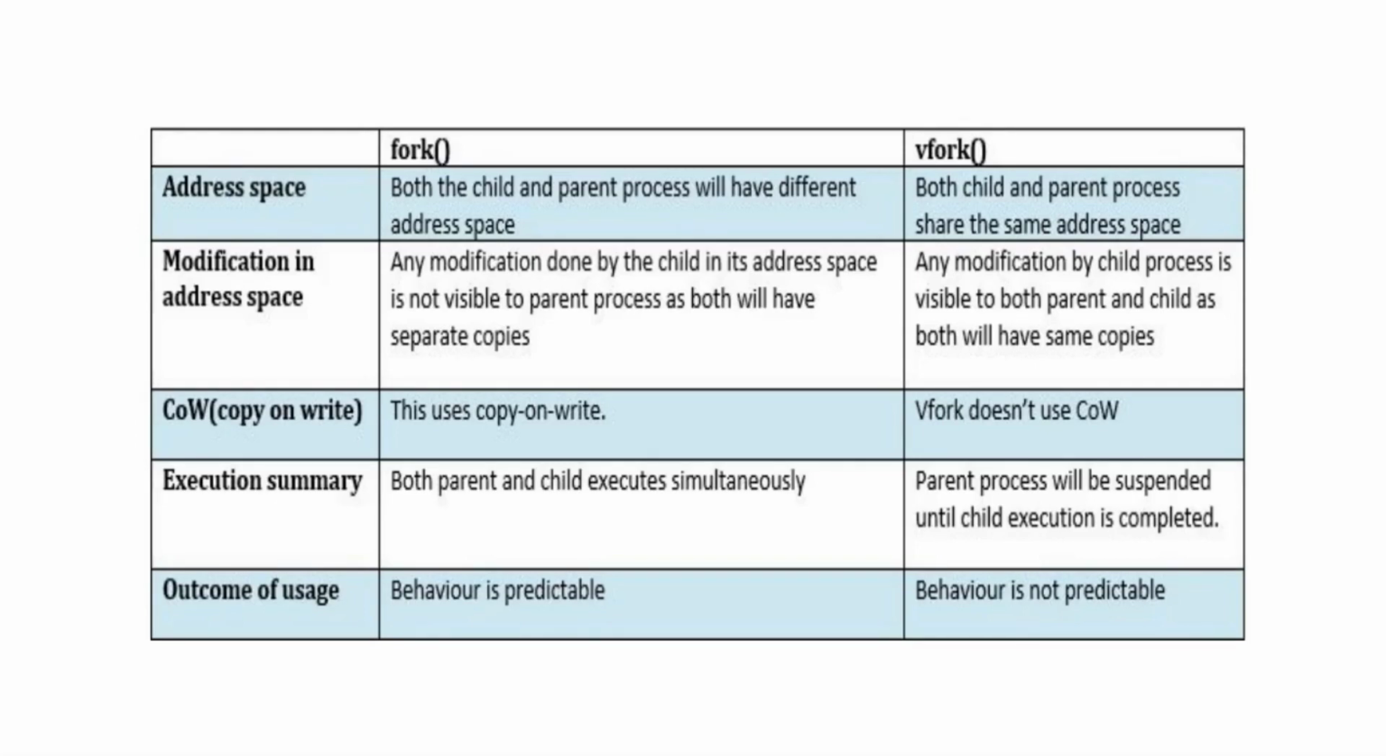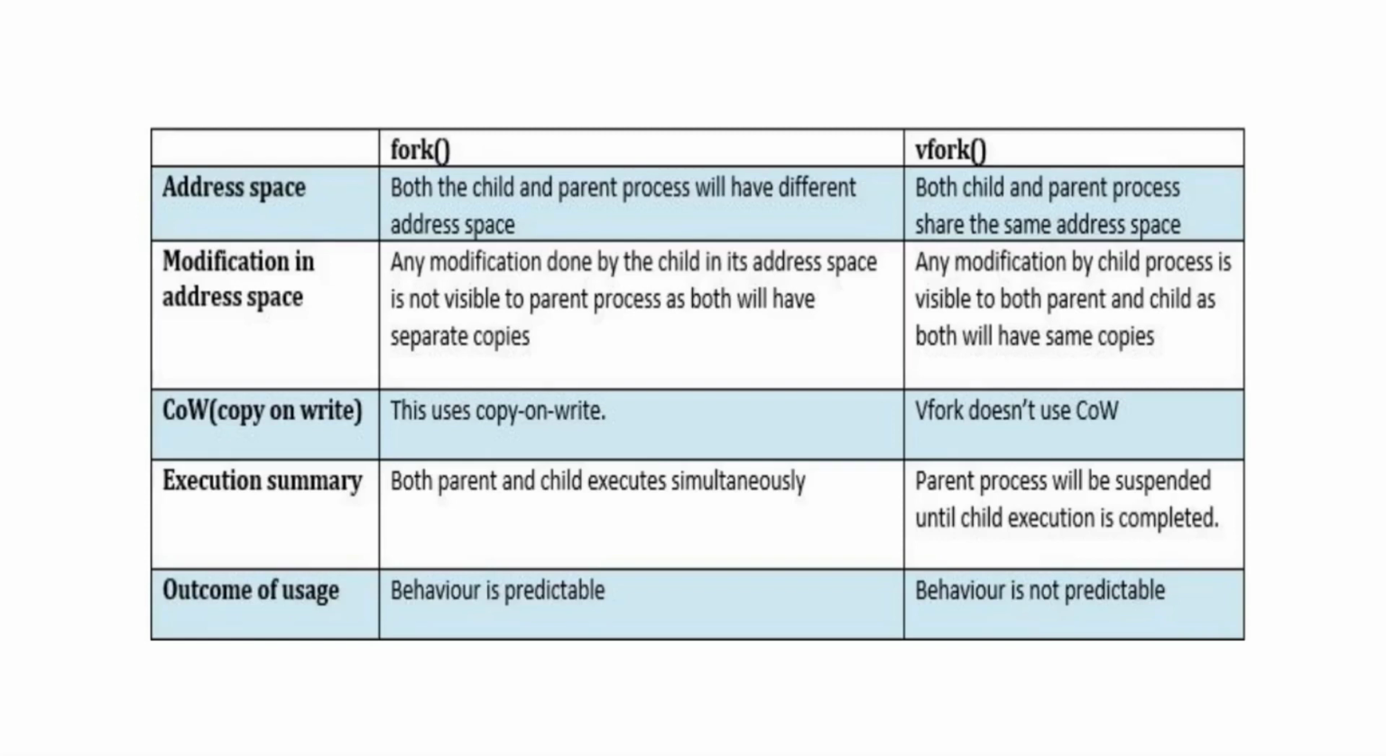If you consider address space, in a fork both the child and the parent process will have different address space. In vfork, both the child and parent process share the same address space. Any modification done by the child in its address space is not visible to the parent process, as both will have separate copies. Any modification done by the child is not visible to the parent because they have their own separate section.